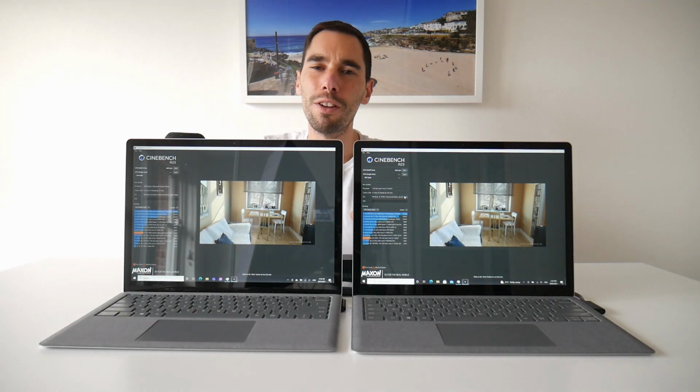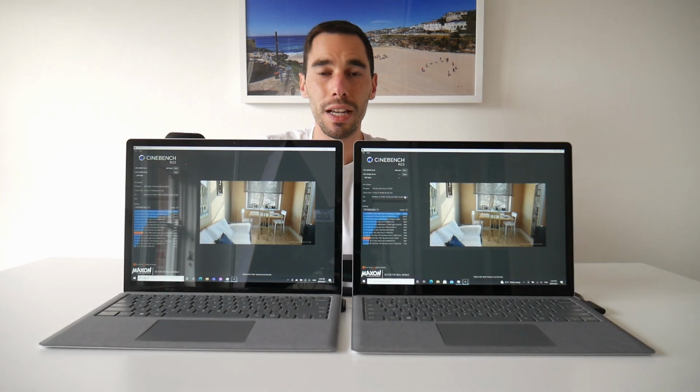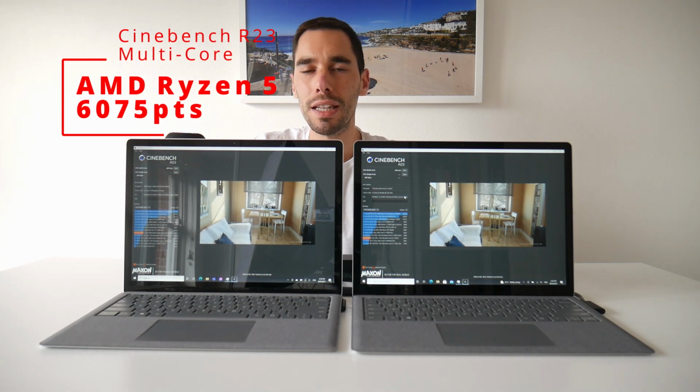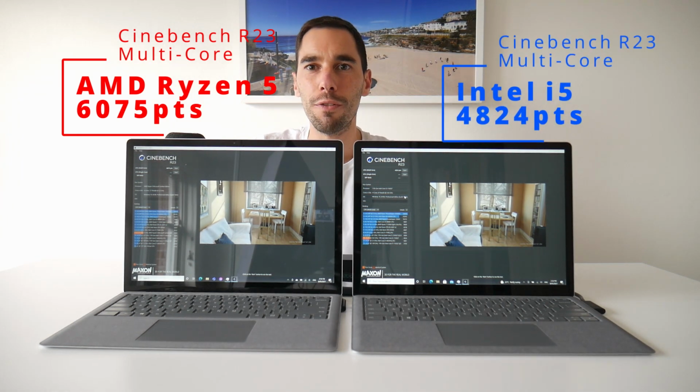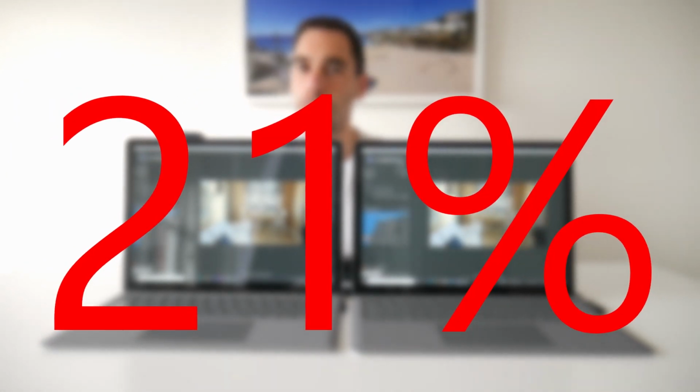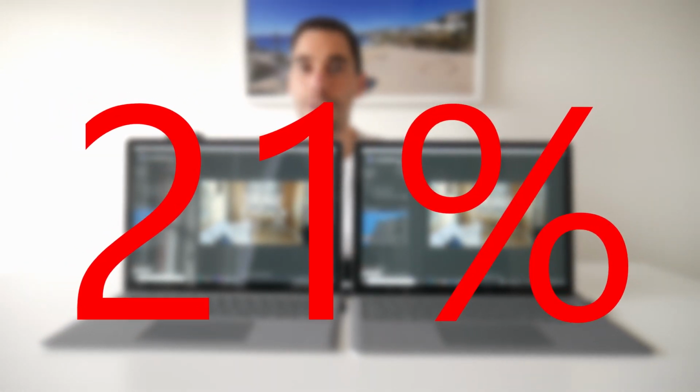All right, so the results are in for the first multi-core Cinebench speed test between the AMD versus the Intel. The AMD scored 6,075 versus the Intel i5's 4,824. So the AMD edged out about 21% in performance improvement over the Intel i5 counterpart.